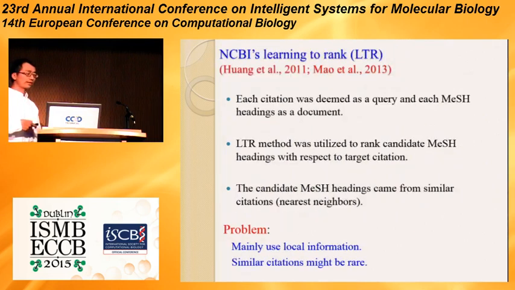And the third approach comes from the NCBI. They use a learning to rank method. Each citation is deemed as a query and each MeSH heading is a document. Then we can use the learning to rank method in information retrieval to rank the candidate MeSH terms with respect to the target citation. And the candidate MeSH headings come from the similar citations. So they mainly use local information. They don't train the classifier for each MeSH heading. In some cases, if the input document doesn't have very similar citations, their result will be poor.